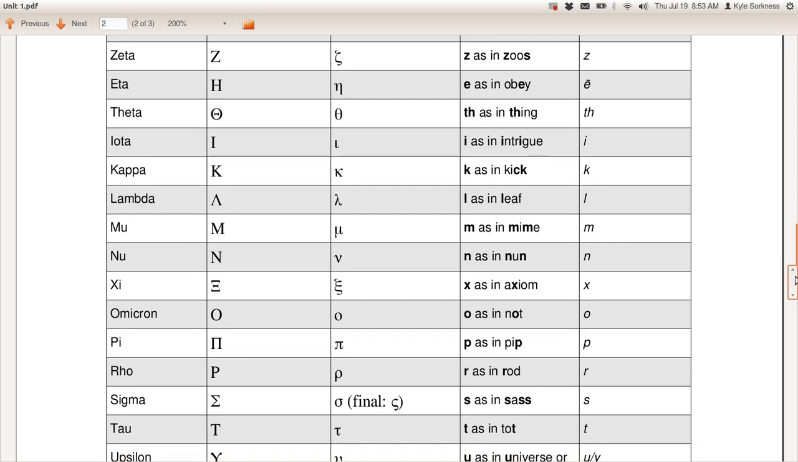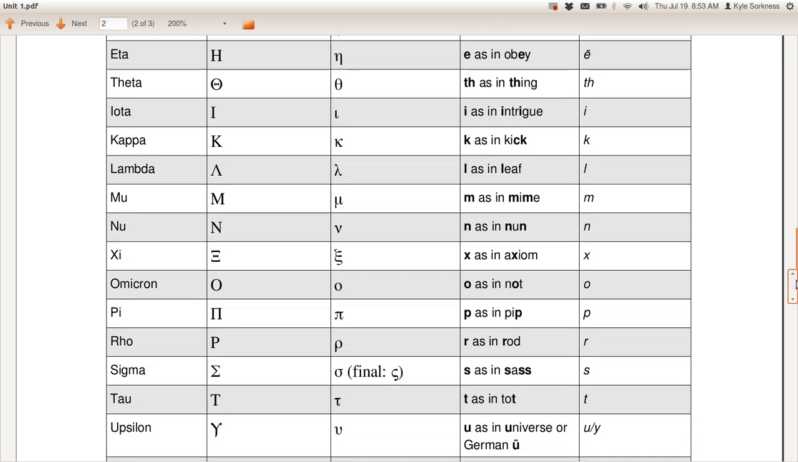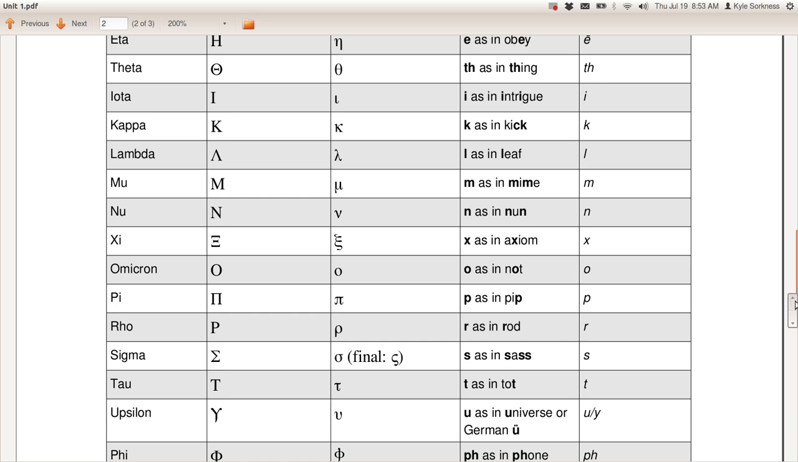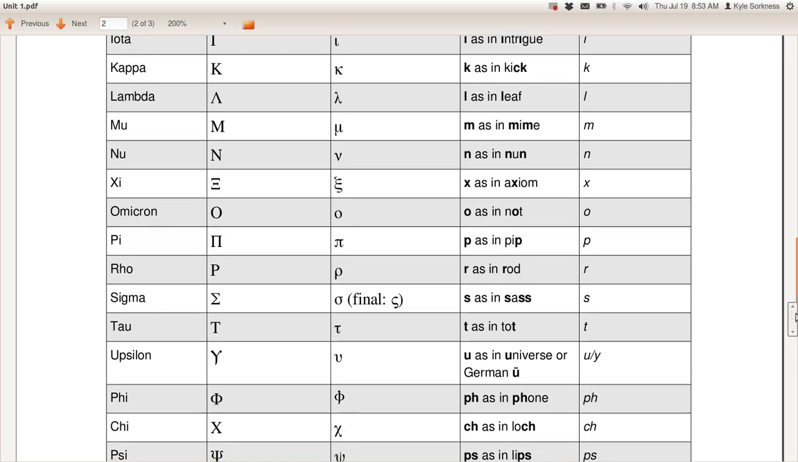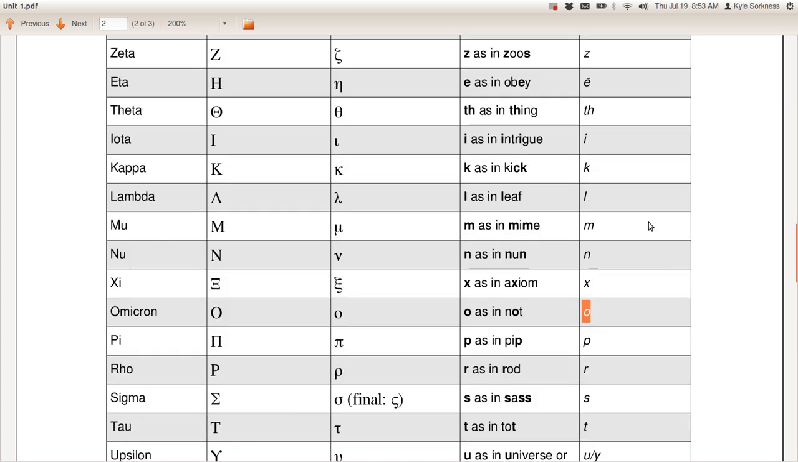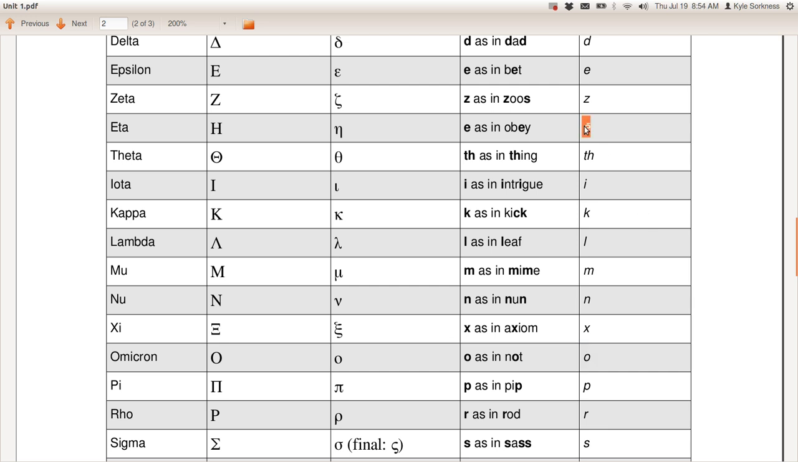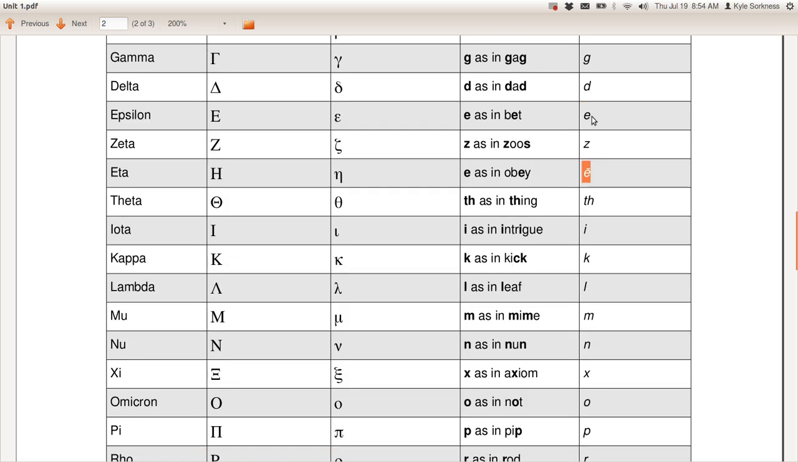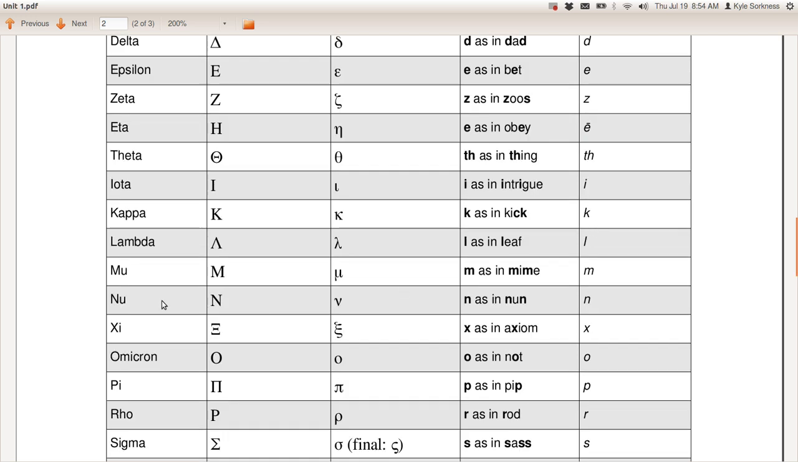Xi is an X, Omicron is an O, P is a P, Rho is an R, Sigma is an S, Tau is a T, Epsilon is either a U or a Y, depending on how it's being used, where it is in the word. Phi is PH, Chi is CH, and Psi is PS. Finally, Omega is an O with a line over it. Omicron was an O without a line over it. Again, Eta was an E with a line over it, and Epsilon was an E without a line over it. Now, as I did that, I realized that I forgot to say nu.